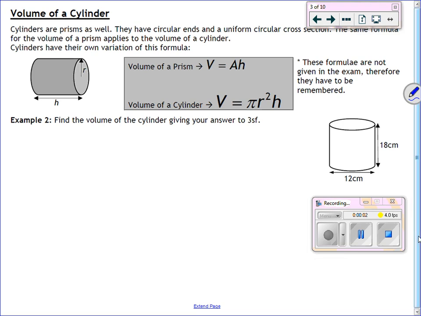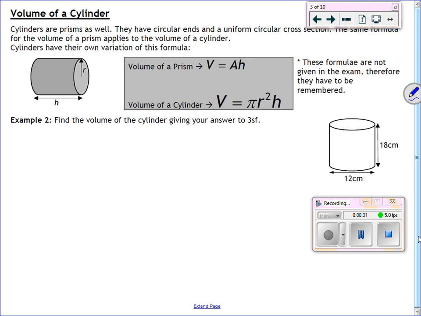Okay, the next thing we're going to look at in terms of volume is the specific case of a special type of prism, the cylinder. Now, a cylinder is still a prism because it meets that condition of the front face and the back face are identical and we have uniform height throughout the object, i.e. the height doesn't dip up or down, it just goes straight across.